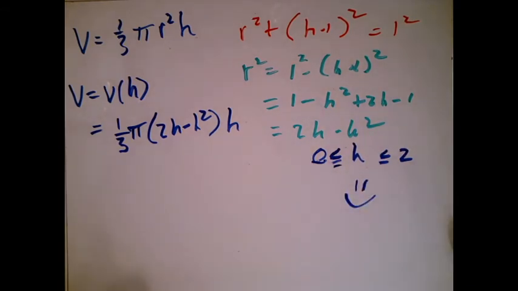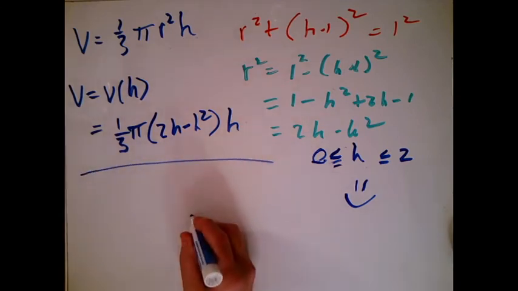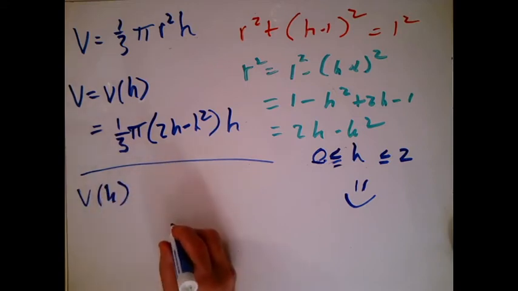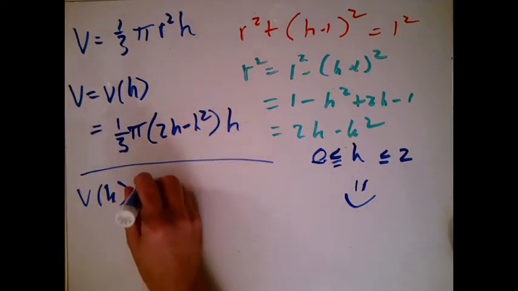Now, what am I supposed to do? I'm supposed to find the critical points next. So I'm not going to use the product rule. I can just distribute that. I'm not going to distribute the 1/3 pi.